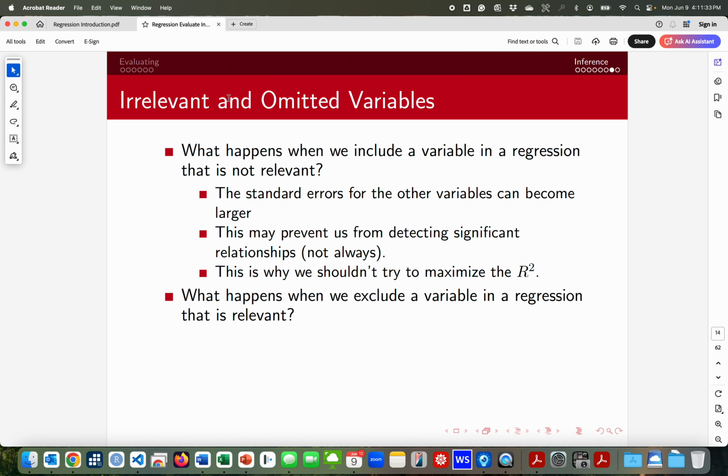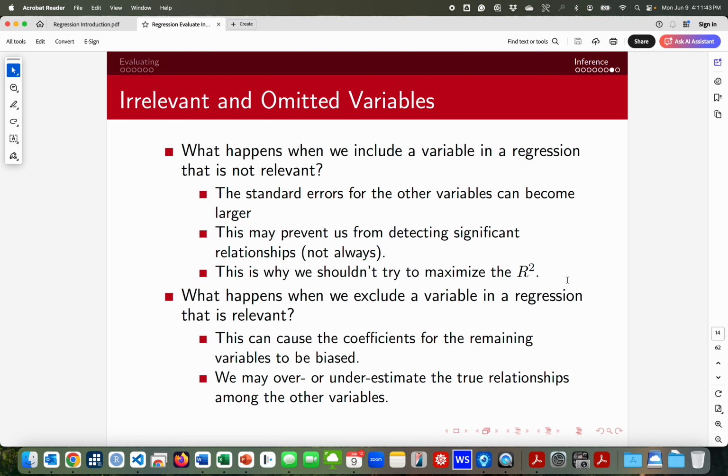So that's including a variable that's irrelevant. Excluding a variable that is relevant is a major problem, and that's what we call omitted variable bias. You can actually cause the coefficients on the other variables to change if you omit a variable that belongs in the regression. If you have an important variable that's correlated with the dependent variable and the other independent variables as well, omitting it can create some pretty serious problems. And this is what we call omitted variable bias.